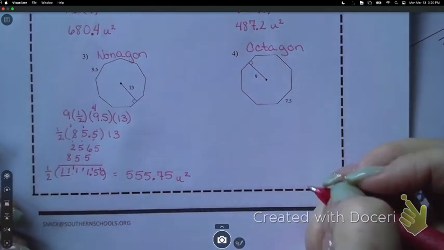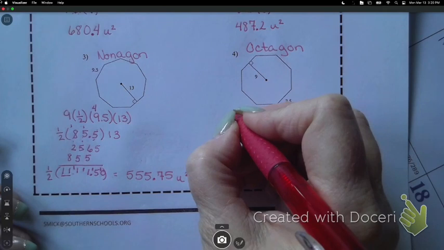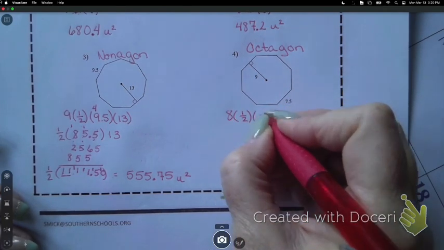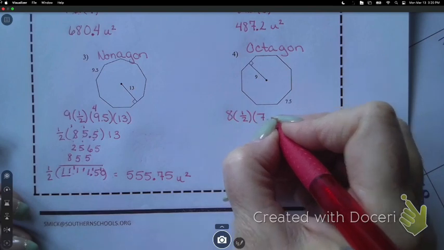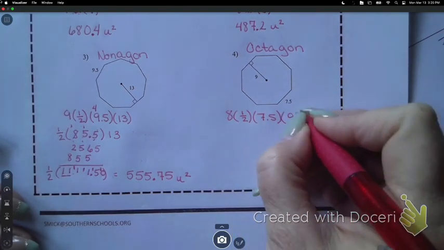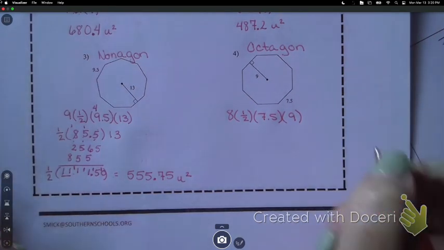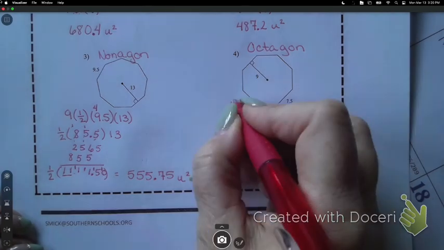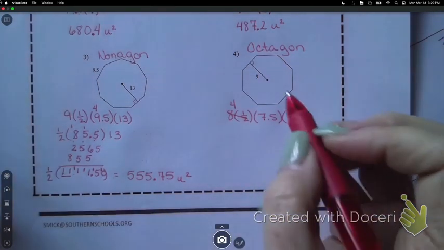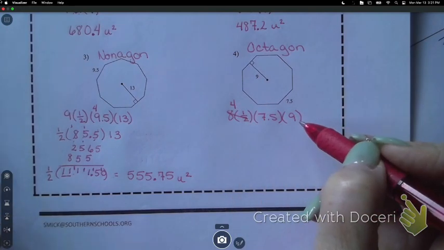So what do I write? 2, 8, half, 7.5, 9.5. So I think we want to take half of 8, don't we? Yes. And I think, again, we want to multiply by 4 and then multiply our answer by 9, don't we?